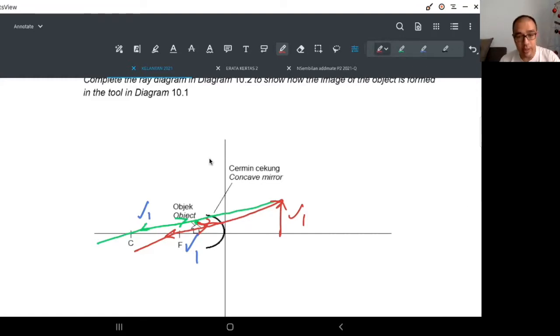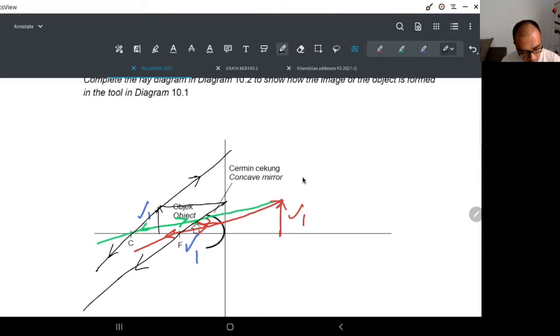So the first line is the red one, it goes straight and then to F. And the second one is from the top, it goes through C. This is very standard now, no matter where the object is. If the object is here, for example, it's still the same. It will be straight towards F, that's one, and then the second one will be directly towards C, and they will form an image at the back here. For a mirror, if the object is closer than the focal length, the image will be virtual, at the back of the mirror.